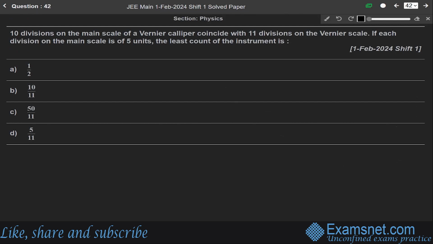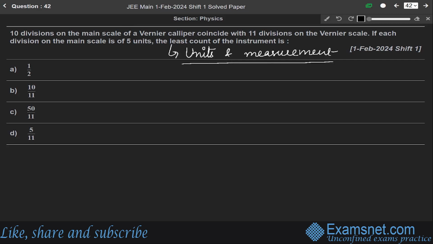Now next question 42. 10 divisions on the main scale of a vernier caliper coincide with 11 divisions on the vernier scale. If each division on the main scale is of 5 units, the least count of the instrument is. This question is from the chapter of units and measurement, and the same question has been asked this year only, I think in the January 29th shift paper. So these types of questions are being repeated.